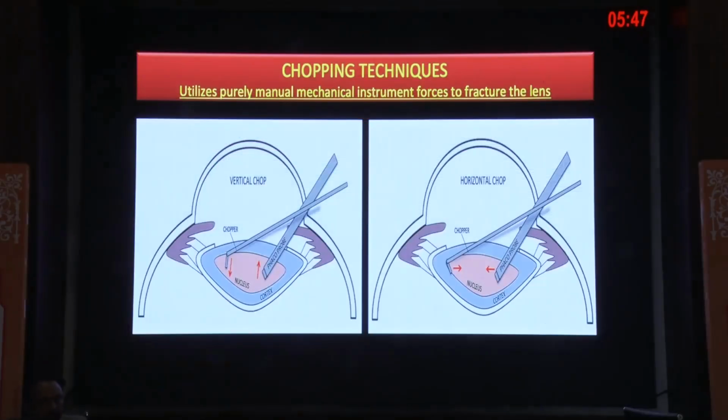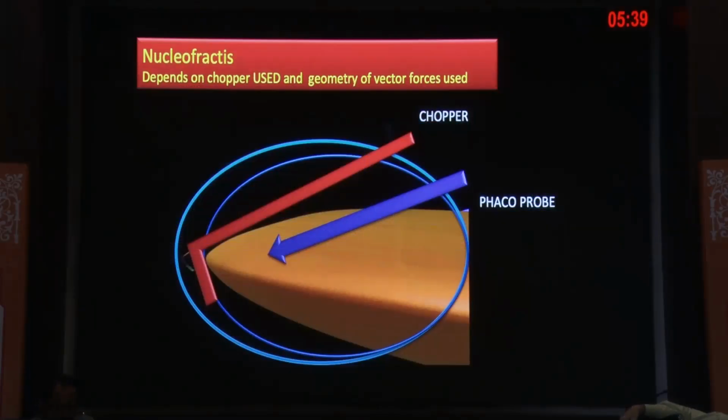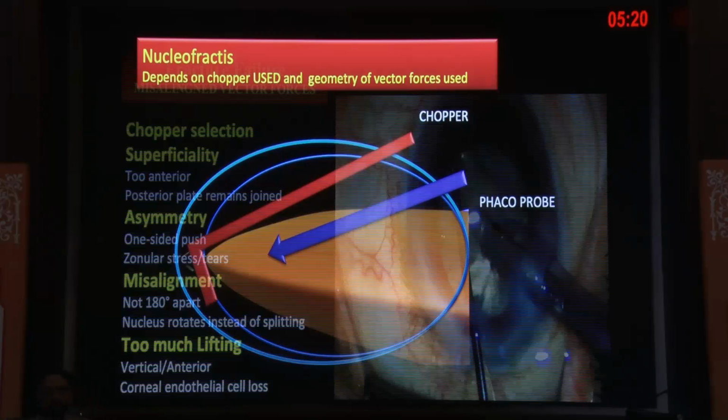You know that the chopping technique utilizes purely manual mechanical instrument forces to fracture the nucleus. And nuclear fracture would depend on the kind of chopper you use during the chopping and the geometry of the vector forces you're using to chop the nucleus. It is the position of your chopper and the position of your phaco probe which is going to decide whether this nucleus is going to crack or not.